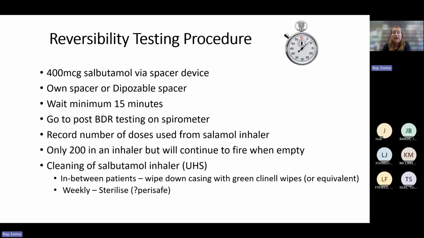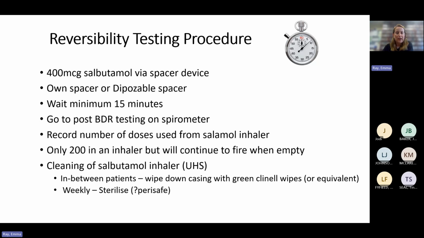It will continue to fire even when there's very little medication in there. So you might find that some patients come into you and say, oh yes, when my inhaler's running out, I can really tell there's not much left in there. So you want to make sure that in your reversibility tests, your patients are getting the correct dose.